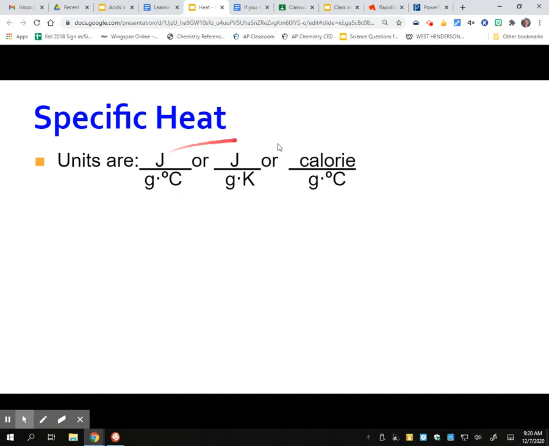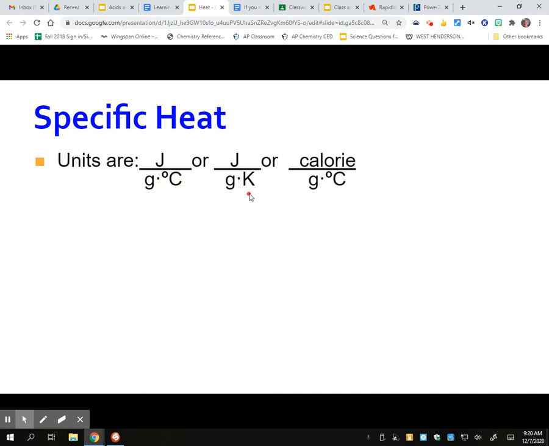Now, you'll see the other units that I have in here as well. Again, this would be used in English units or imperial units. So you've got calories per gram degree C. So how many calories does it take to raise 1 gram 1 degree C? We really won't use that here in this class, but I did want you to know that it applied here as well.